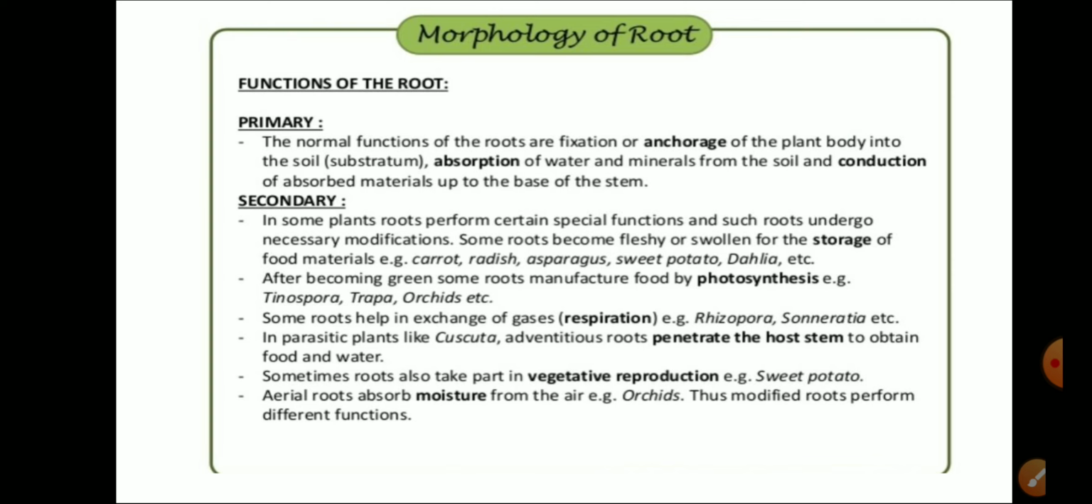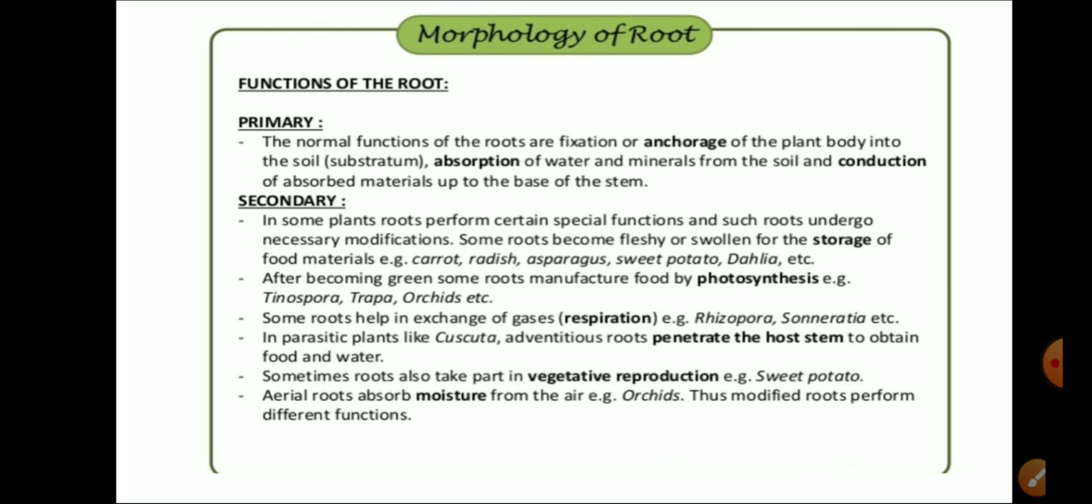What are the secondary functions? In some plants the roots can also act as storage roots. They store food. Examples of food storage roots, when fleshy and swollen, are carrot, radish, sweet potato, dahlia. After becoming green, they manufacture food by photosynthesis, like tinospora, trapa, orchids.